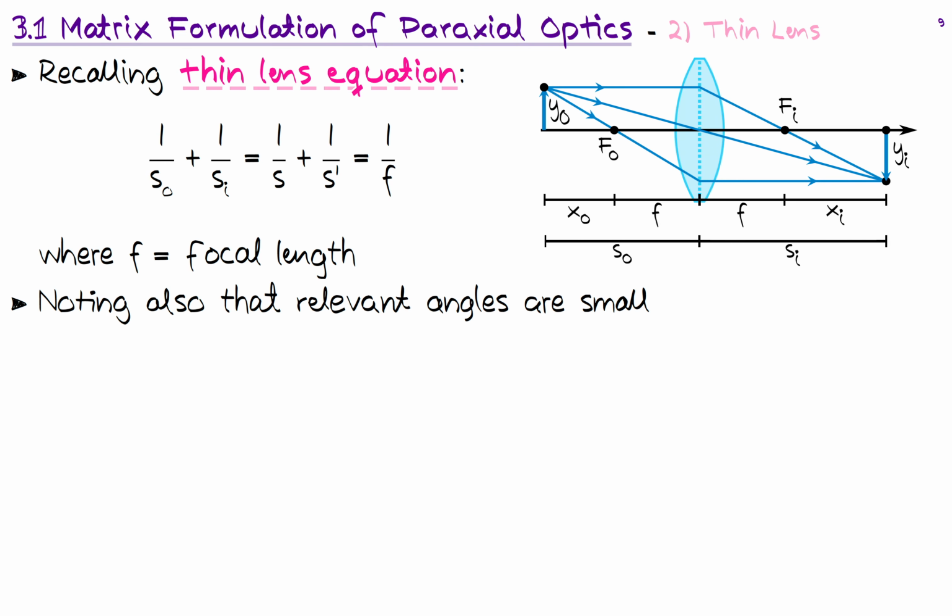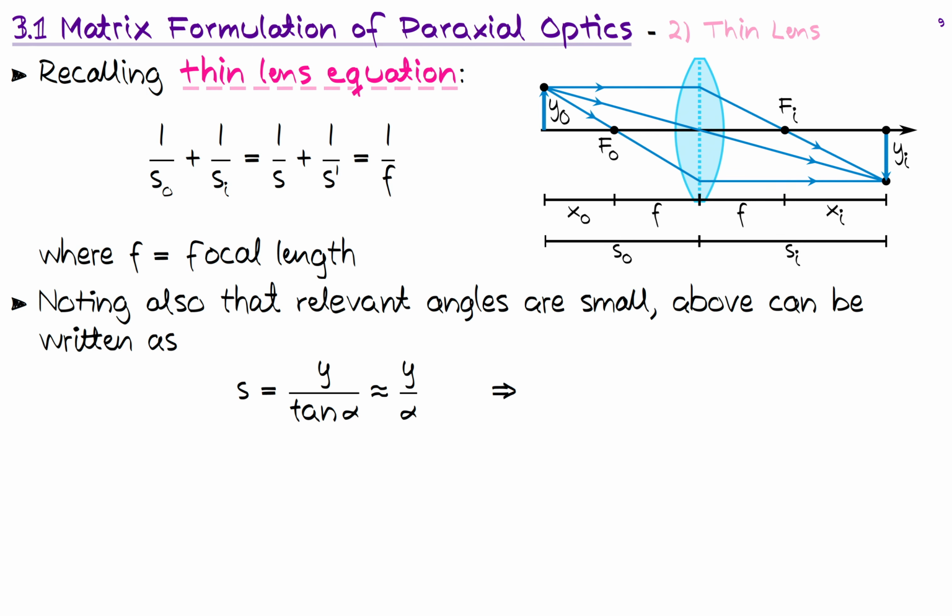Please note also that the relevant angles here are really small, so the paraxial approximation holds. In this case, the S parameter, the object distance from the principal plane of the thin lens, can be written by looking at the figure as y over tangent of alpha. For small angles alpha, that's approximately y over alpha. Using this, we can simplify things into a linear form, so we can build a matrix easily out of the math. Plugging that into the equations, we can write that the thin lens equation is of this form.